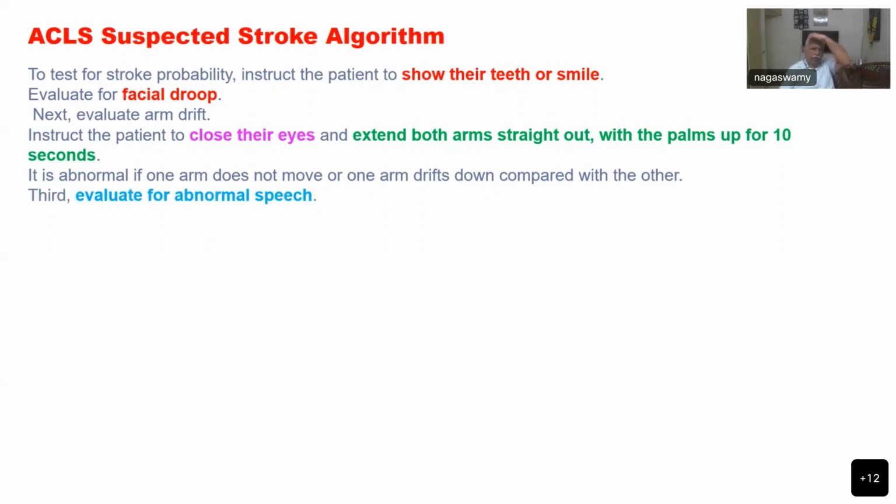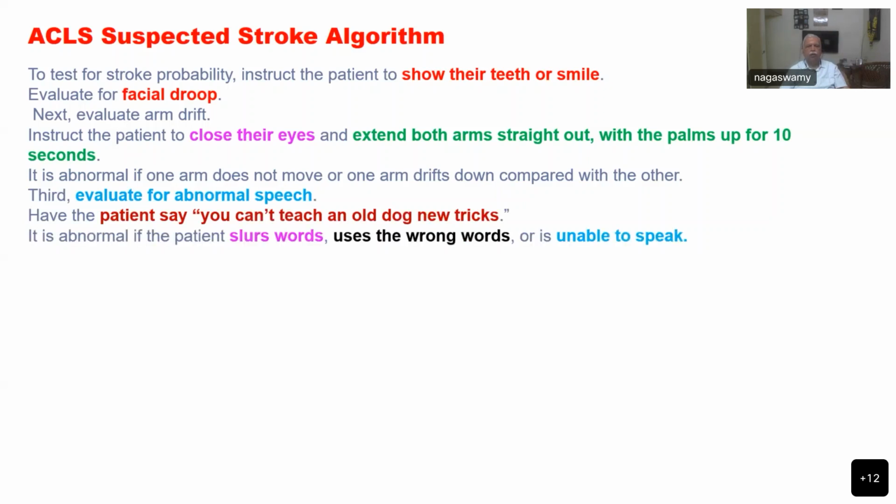And then evaluate for abnormal speech. Patients say you can teach an old dog new tricks. Of course, that's not possible in our population, so you will form your own method of finding out. There is usually a slurring, or use of wrong words, or inability to speak. These are the three abnormalities in speech that will happen.